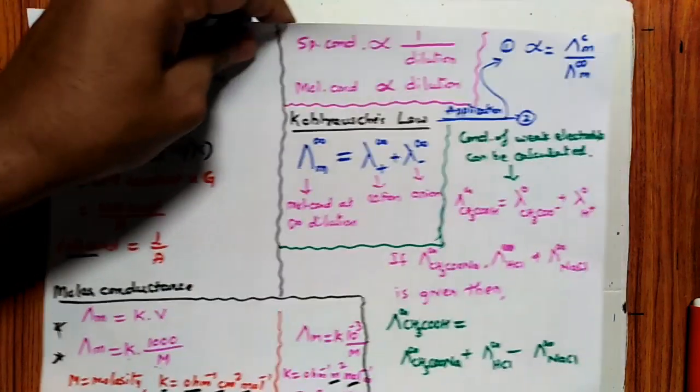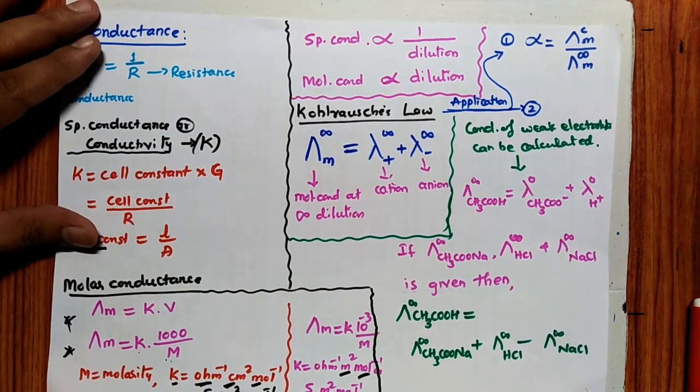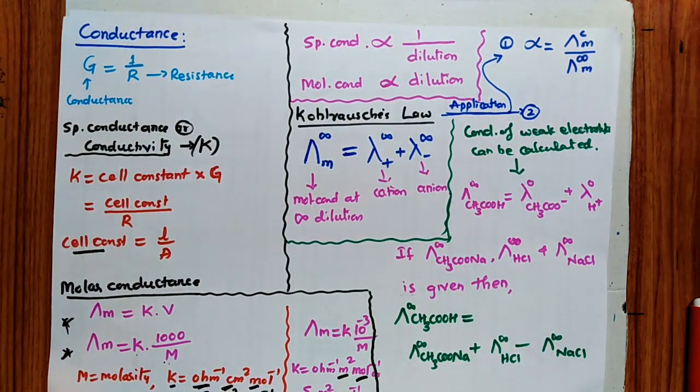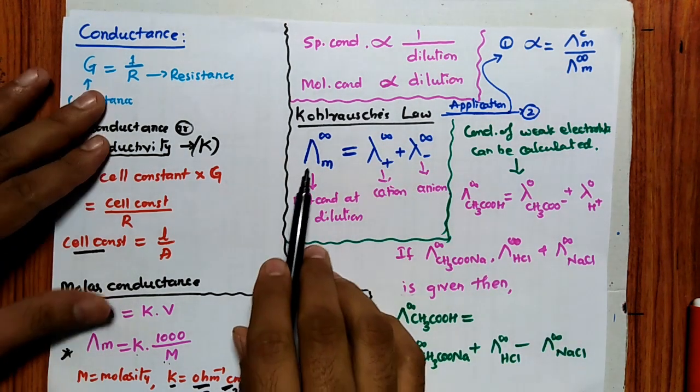Then how does it vary with dilution? Specific conductance is inversely proportional to dilution. As dilution increases, specific conductance decreases. But molar conductance is directly proportional to dilution. Now Kohlrausch's law.